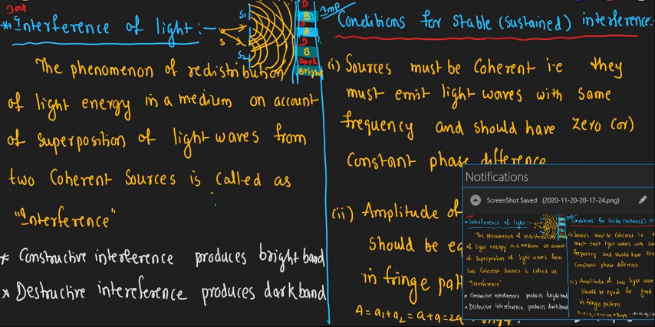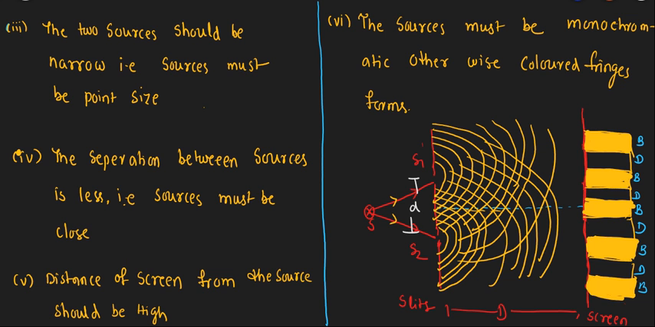You see here, we are discussing the conditions for sustained interference. The first two conditions we discussed were about the two light waves. You see here the picture. This is the source, and S1, S2 are the slits, and this is the screen. You see the picture and the cursor is moving. This is the screen, okay, and these are the slits.